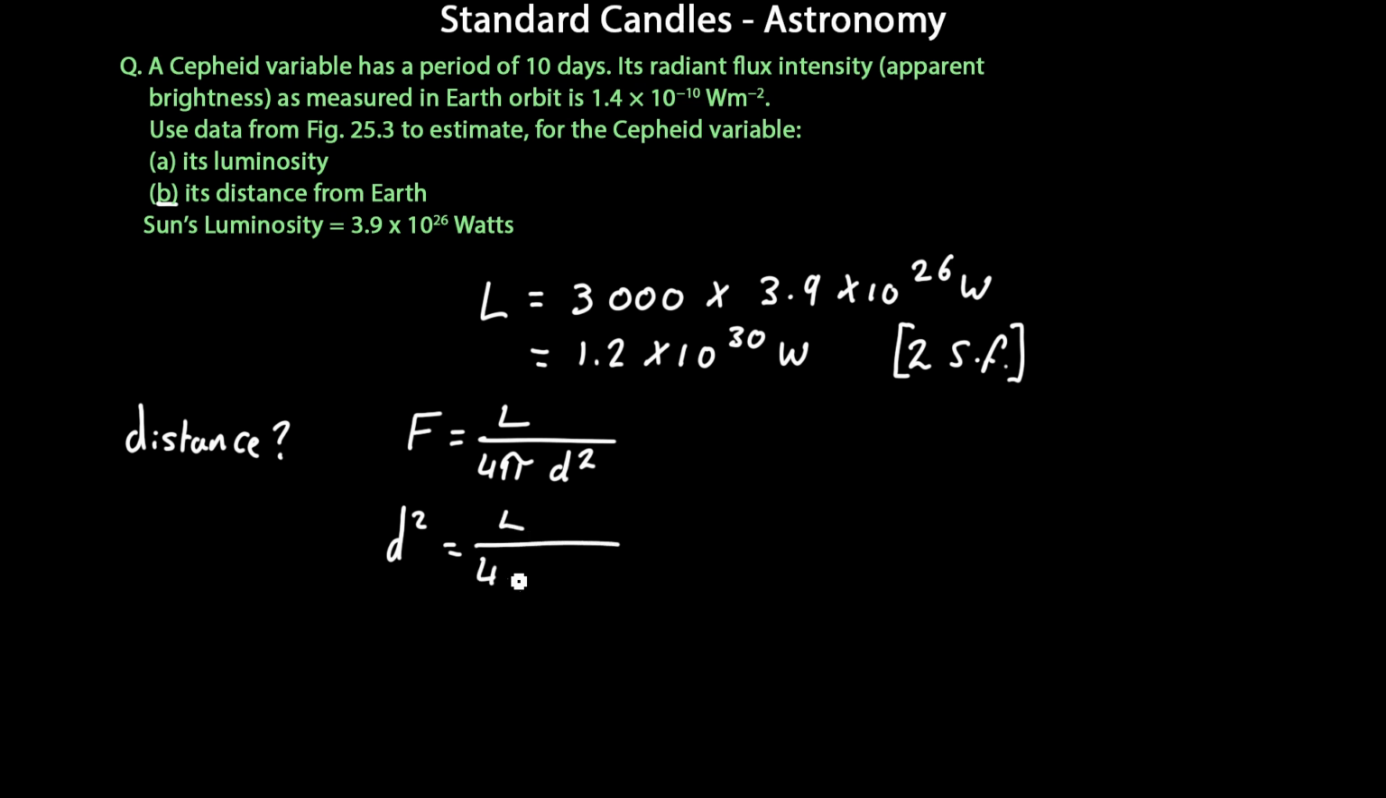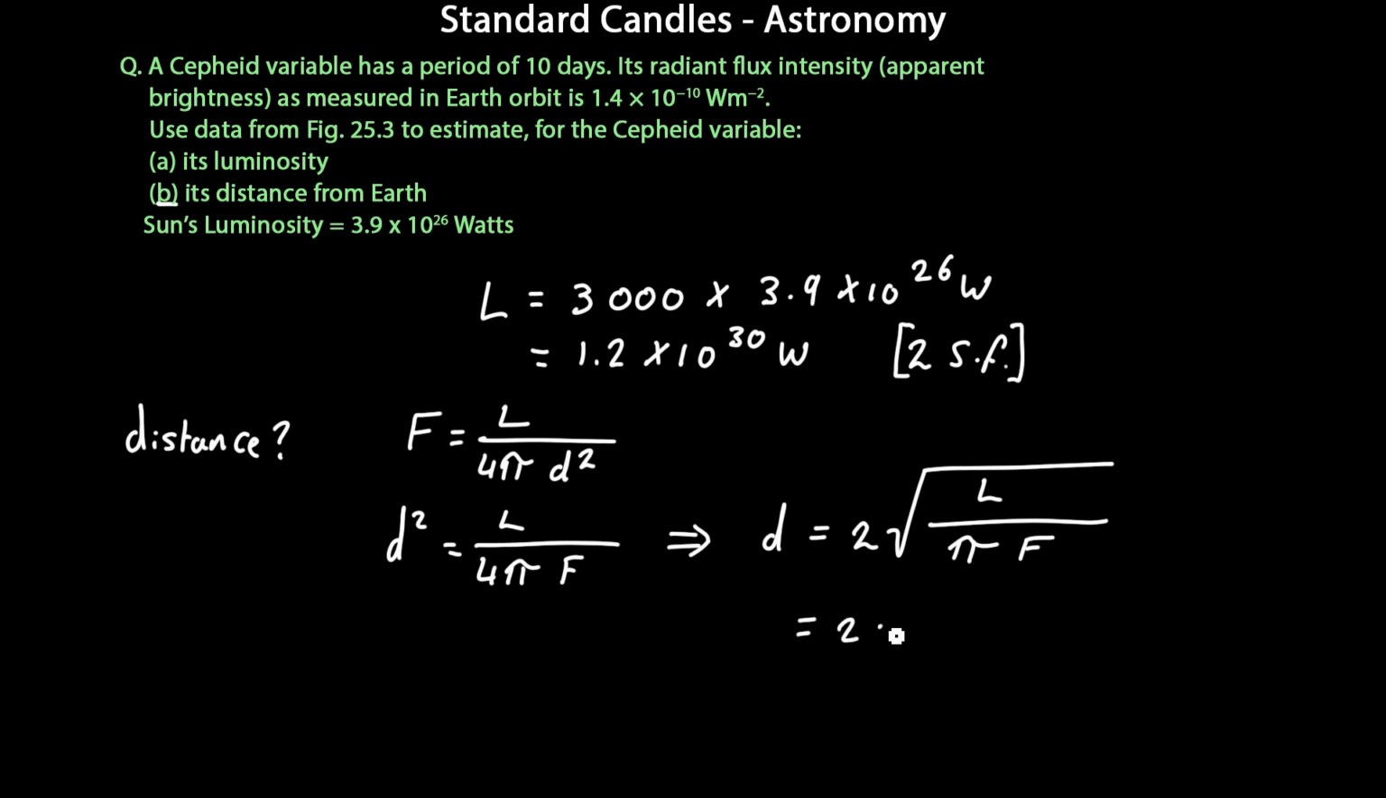Multiply both sides of the equation by the distance squared to isolate the distance, and then we square root both sides of the equation. Now the square root of 4 is 2, so I can move this outside the square root sign here. And we end up with this equation for the distance.